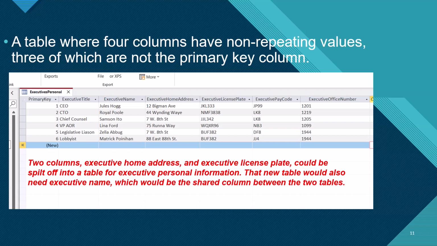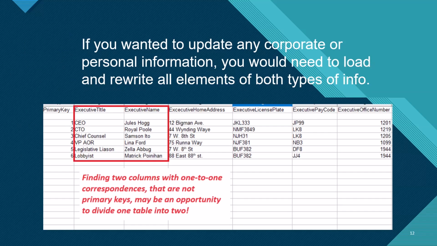But you will see under home address, you have two executives living in the same house or at the same address, unless it's an apartment building. And you have two executives sharing the same car. It's a company car and same office. And two executives have the same pay code. So those are not one-to-one correspondences, but the two principal columns, name and title, are one-to-one correspondences. No repeating on either of them, no overlap. Opportunity to divide into two tables.